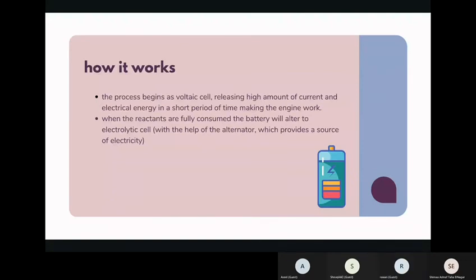Some people call it voltage produced by the alternator. And so when the reactants are fully consumed, the concentration decreases, and so they try to do the opposite.